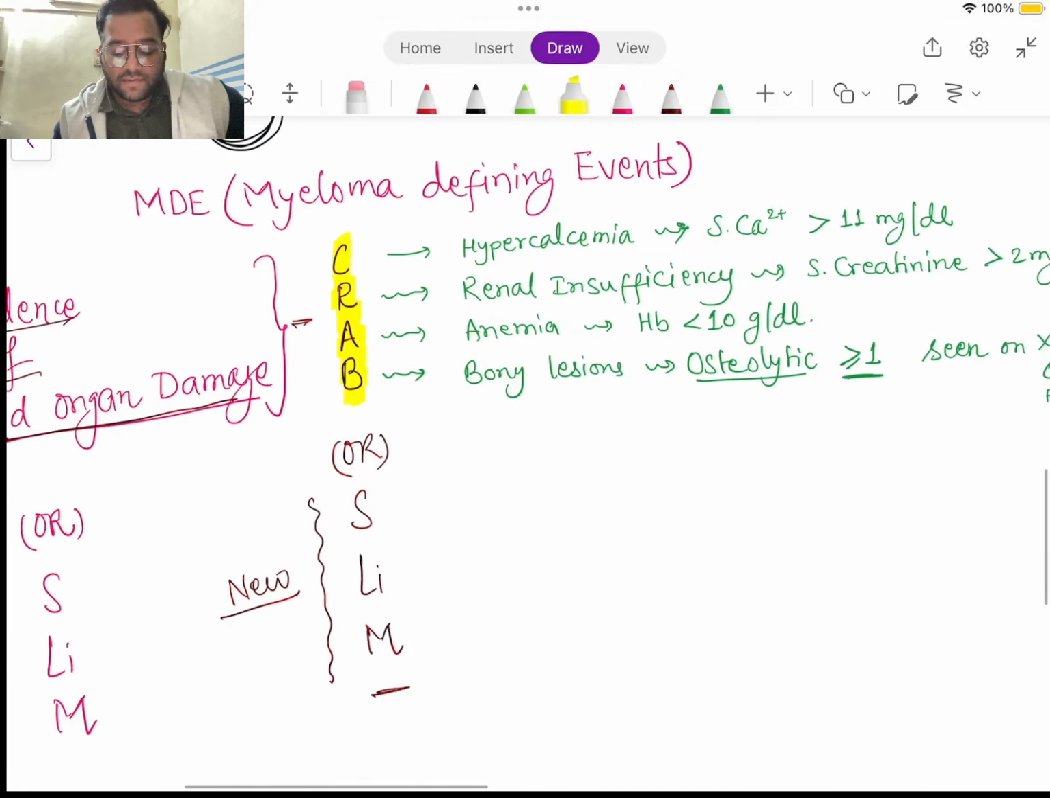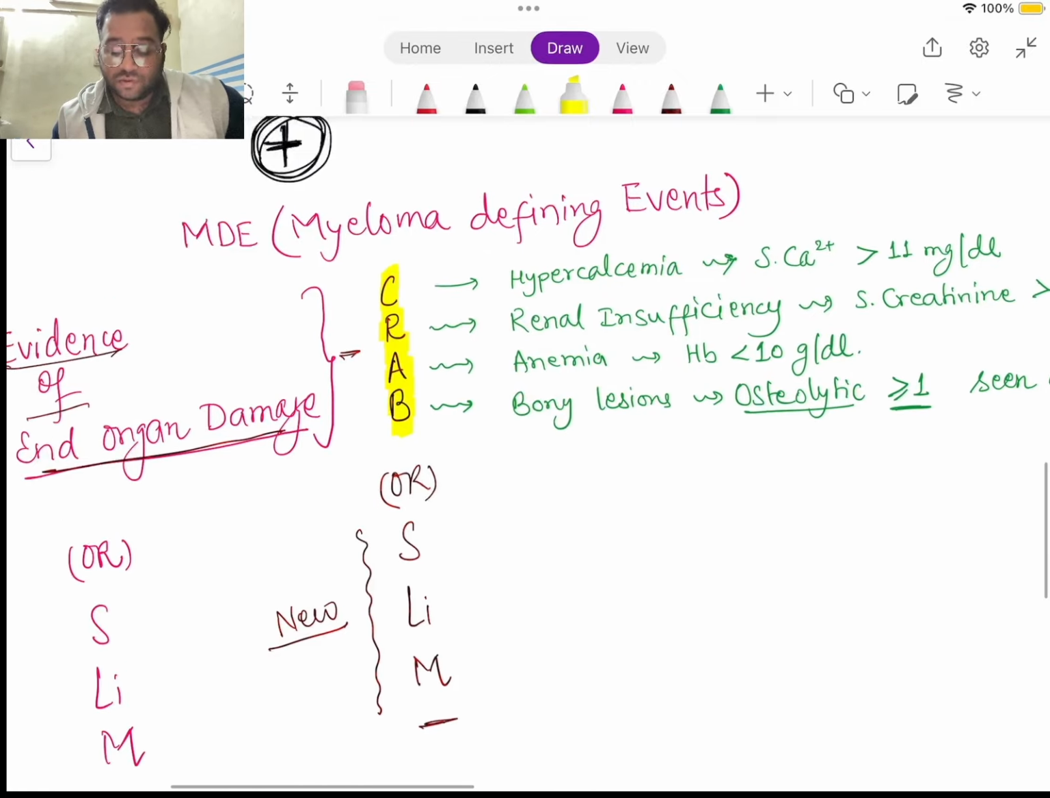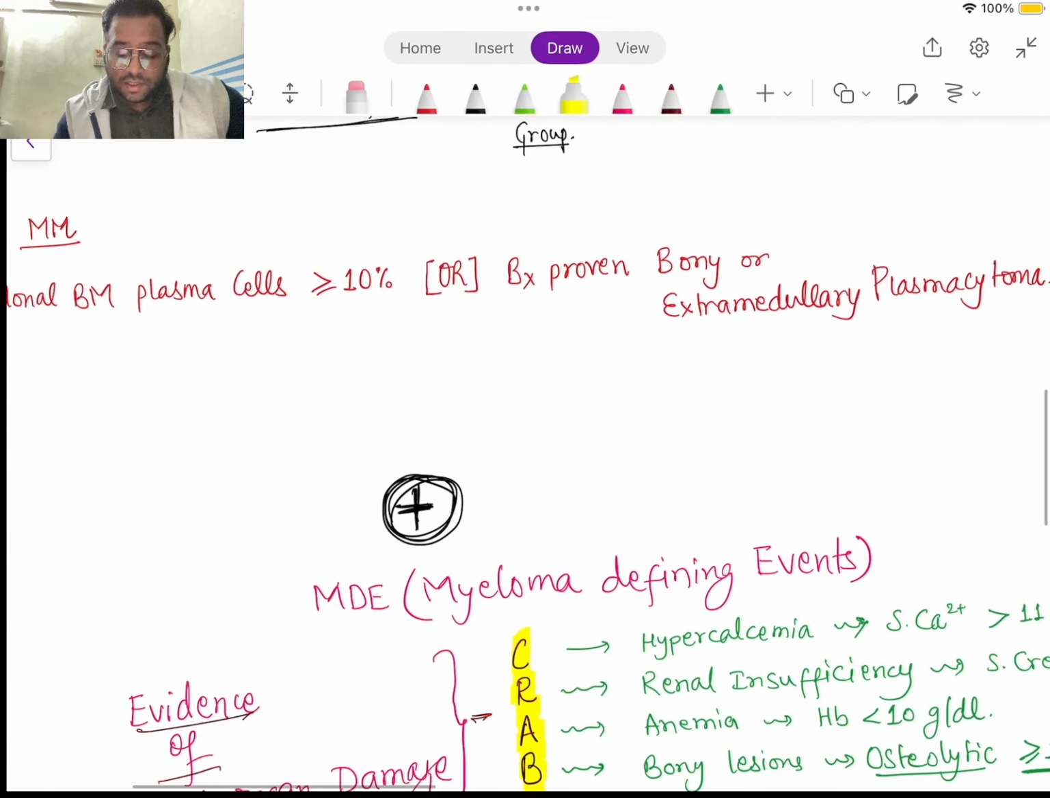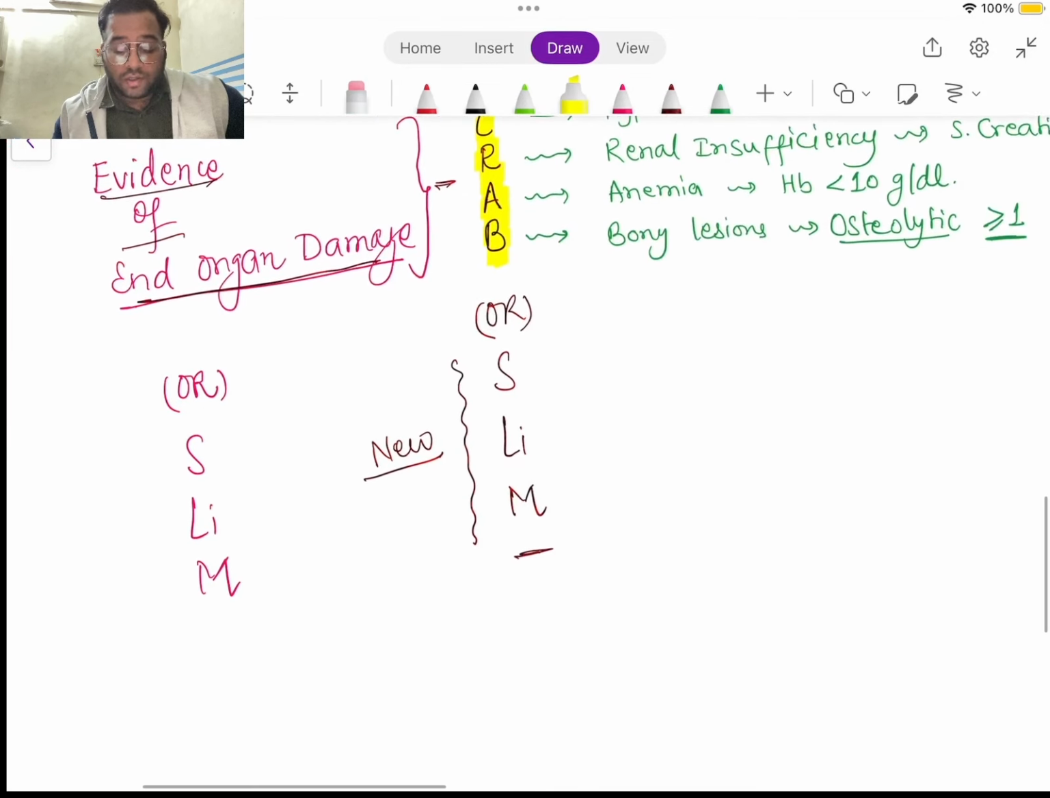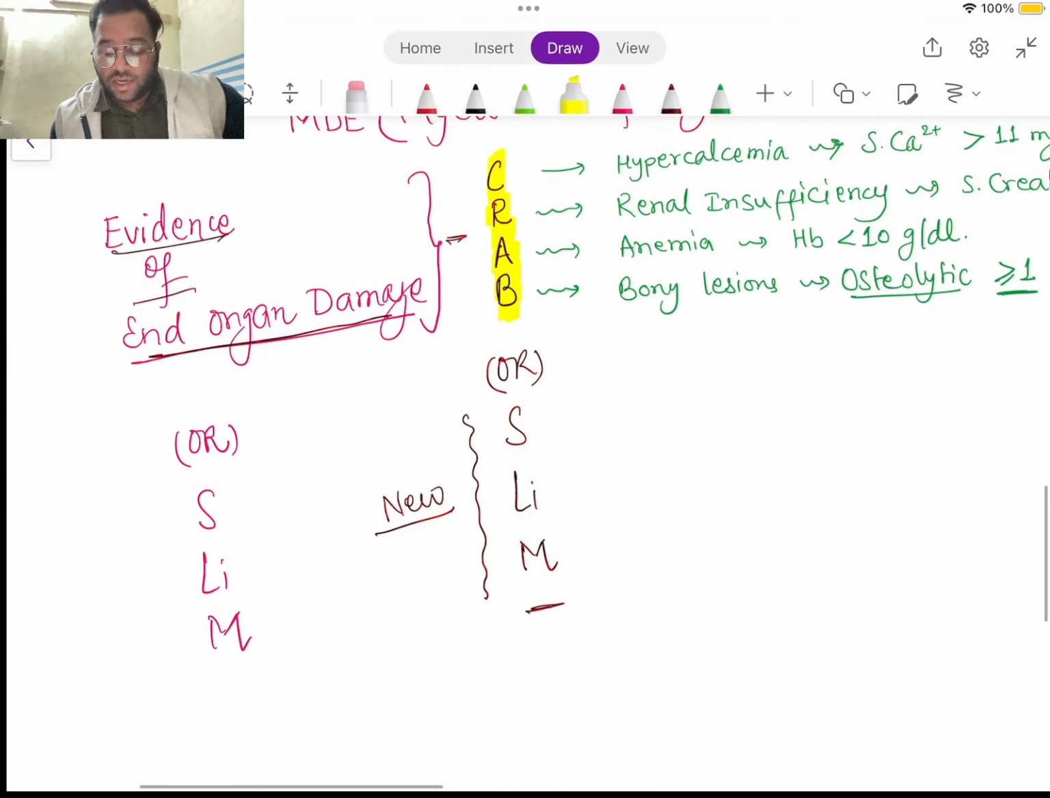When you get evidence of end organ damage, you don't need anything else. You only need plasma cells more than 10%, along with any one of the CRAB criteria. Or if you don't have evidence of end organ damage, you can look for the SLiM criteria. So now, any one of these three. What does it include?